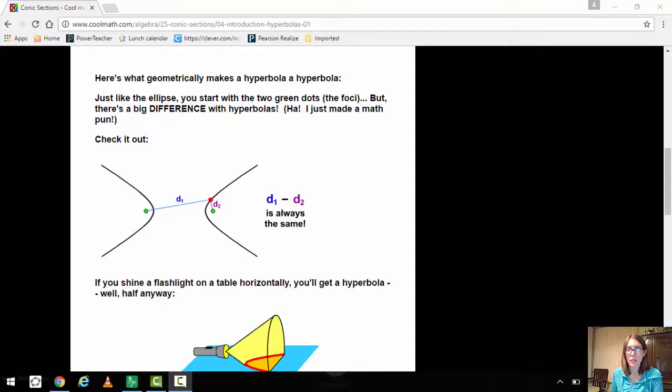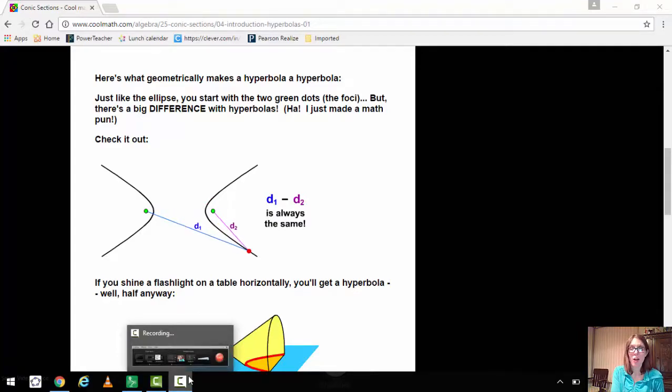So ellipses, we talked about how the sum of the distances from any point on that ellipse to the foci is the same. Well, for hyperbolas, it's the difference instead. So for any point on my hyperbola, the difference between those distances to your foci is the same. In this case, it's showing you that anywhere we are on our hyperbola, distance 1, d1 minus d2, is always going to be the same. So that's where our hyperbolas come in.